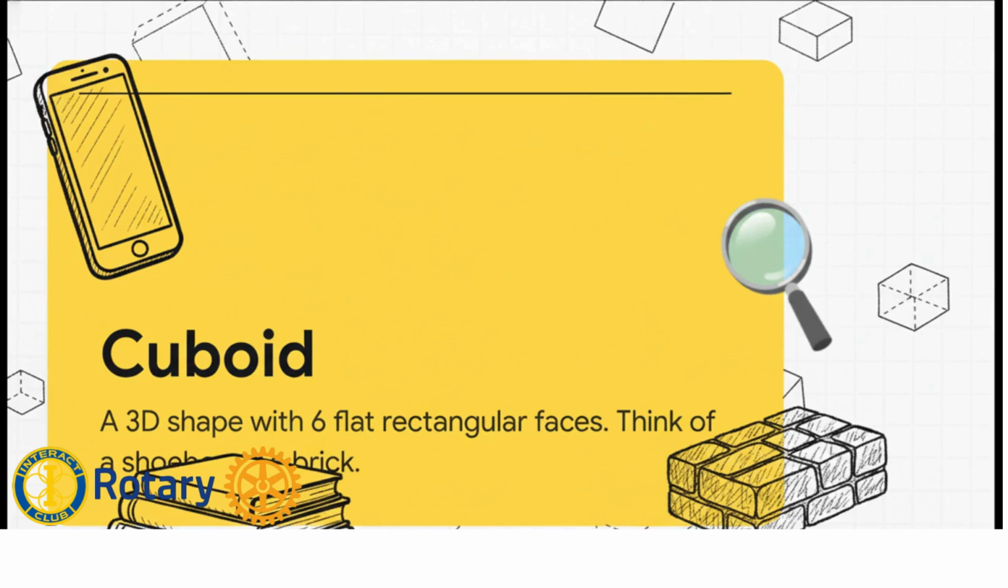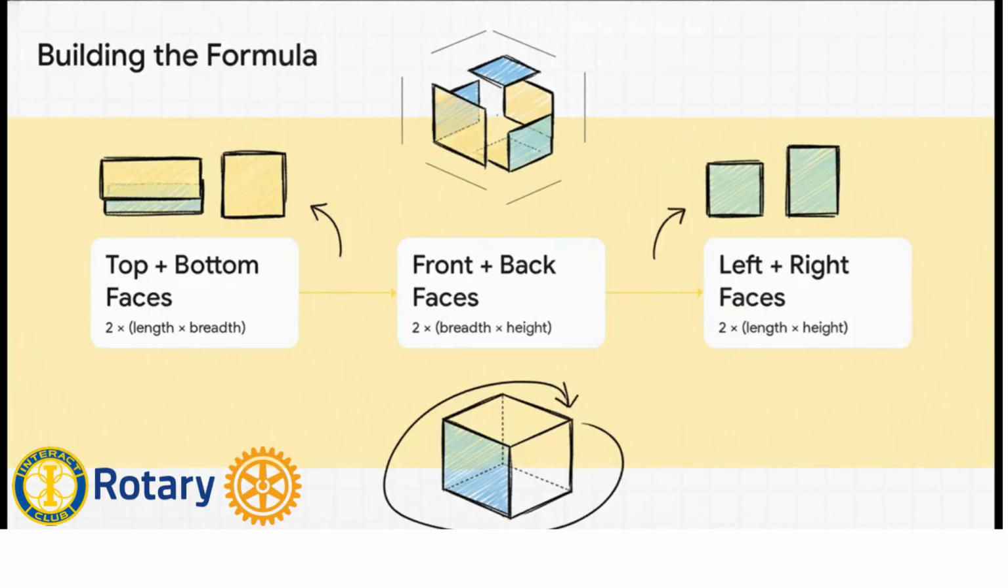And this is super important for things like packaging. If you know the surface area, you know exactly how much cardboard you need, and that saves a ton of material and money. Now here's a really cool way to figure this out. Instead of just memorizing a formula, we can build it from scratch.